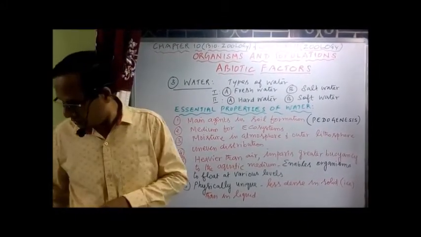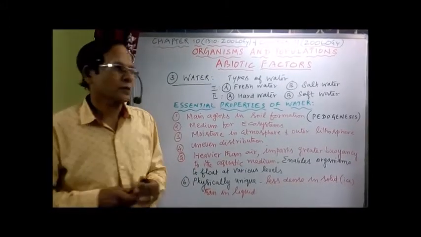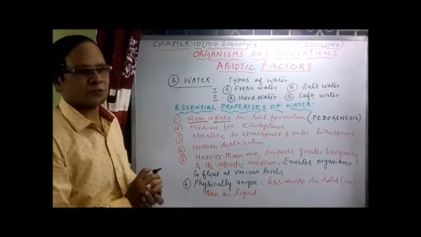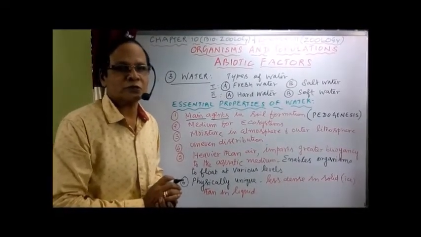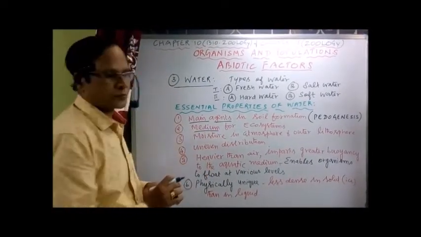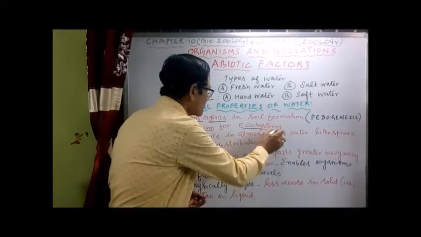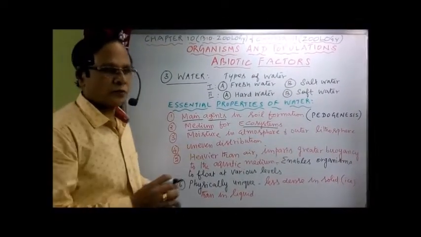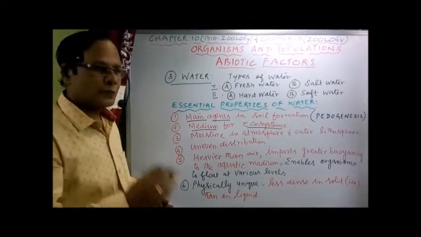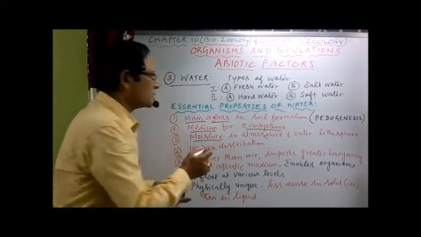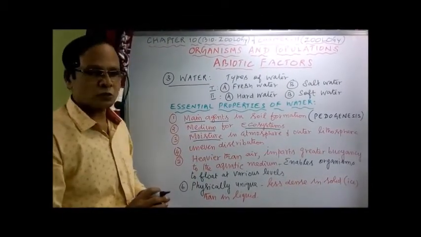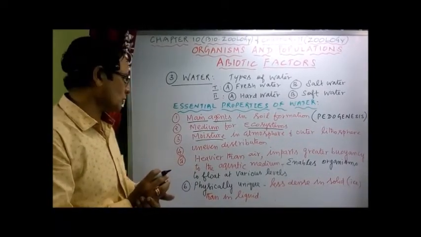Number 1, it is a main agent for soil formation. One of the main agents in soil formation. The formation of soil is called pedogenesis. Then it is a medium for several ecosystems, for example the pond ecosystem or any other ecosystem. It is present as moisture in the atmosphere as well as in the outer lithosphere, just outside the surface of the soil.